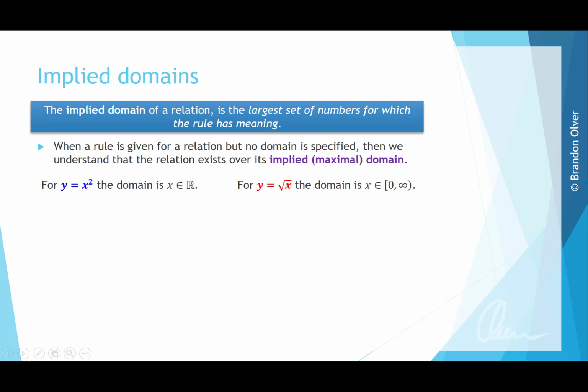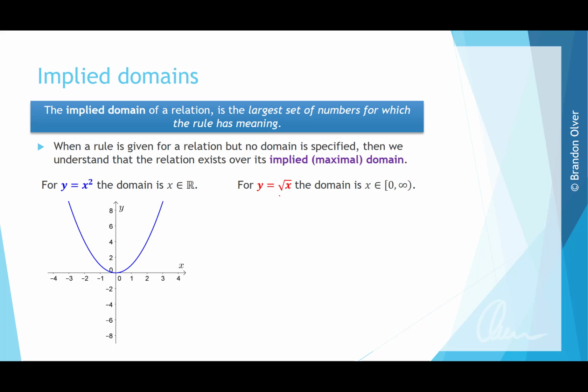So if we consider y equals x squared, the maximal domain is x is an element of all the real numbers. So if we graph that, we can see that every x value has meaning for that rule, no matter how large or how small it becomes.